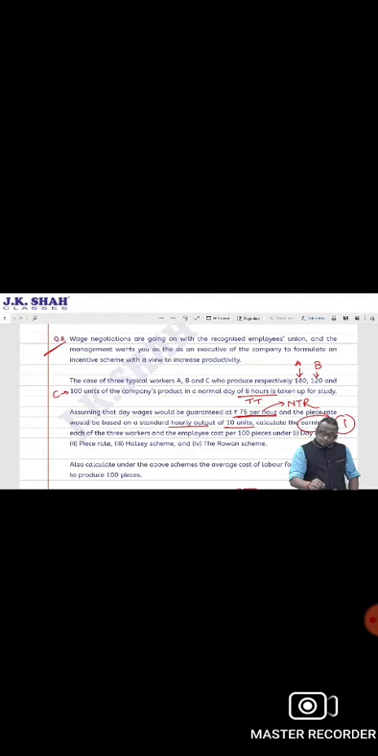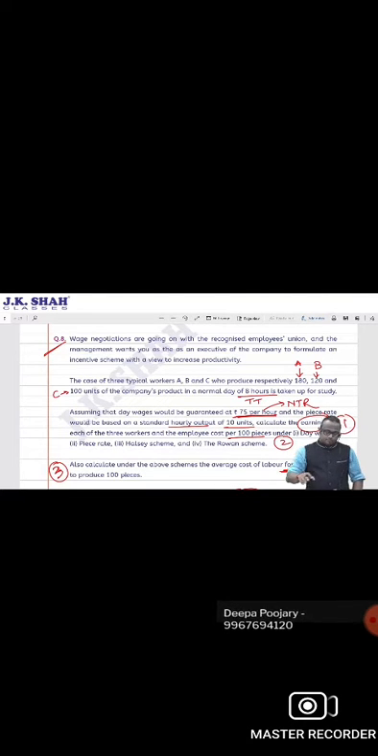Also calculate under above scheme average cost of labor for the company. This is not ABC. This is for the company. That means I'm concerned with the total cost. Okay, let's go for this part later. This is part 3 for me. Part 1, earning of the worker. This is part 2, cost per 100 pieces. And part 3 will be labor cost per 100 pieces for the company.